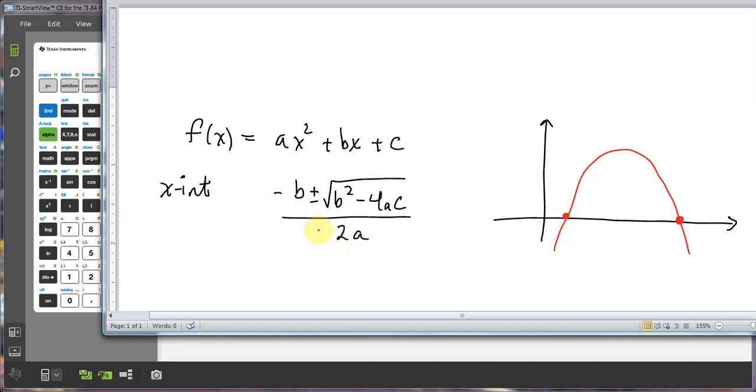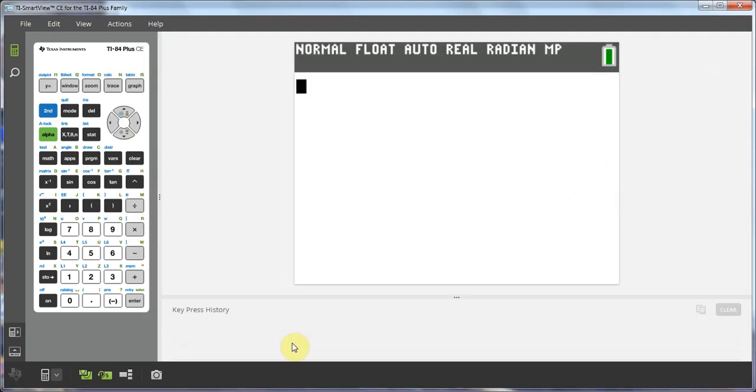Now, every time that you have a problem and you're asked to find the x-intercepts, we can use this formula. And now we can take that and extend the idea to something even more powerful, which is how do we make our calculators do that for us repeatedly. So the way we're going to do this is to write a calculator program.